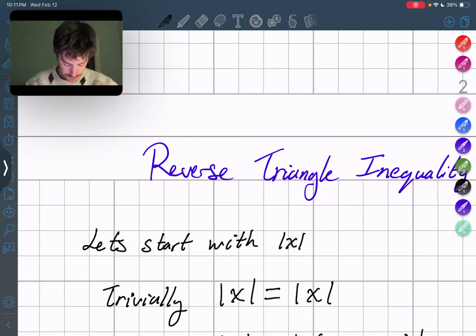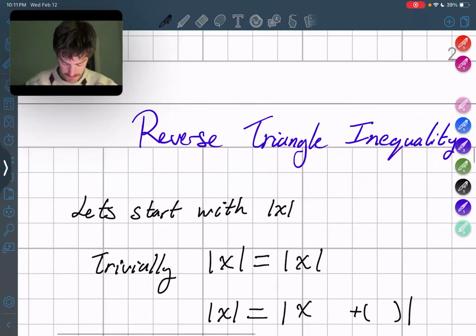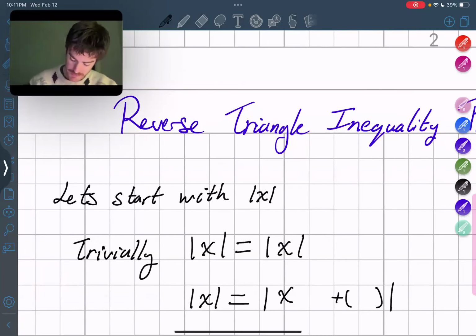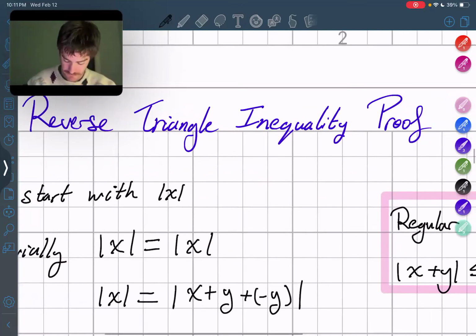Trivially, we know that the absolute value of x is equal to the absolute value of x. For our next step, we're going to do sort of a mathematician's favorite trick, which is we're going to add y, and then we're also going to take away y. So in reality, we're just adding 0.